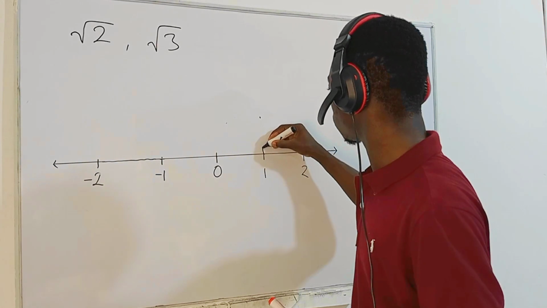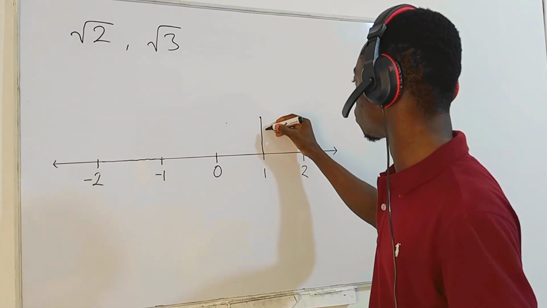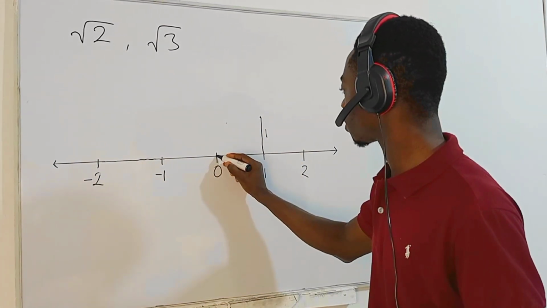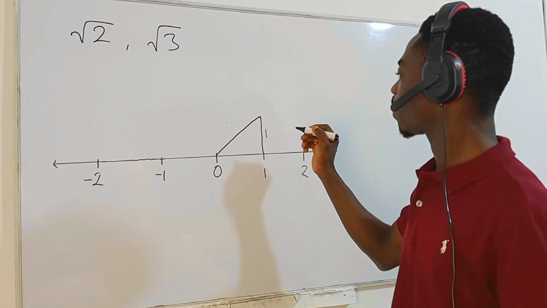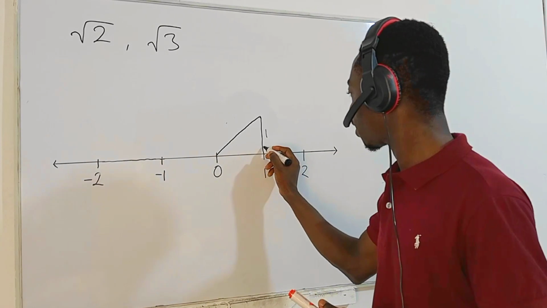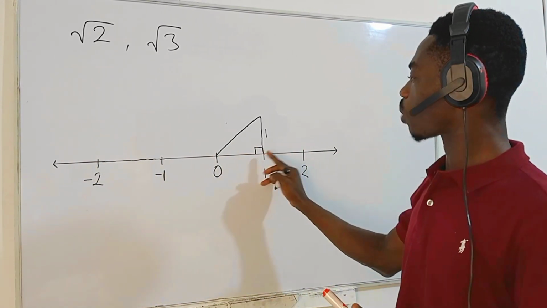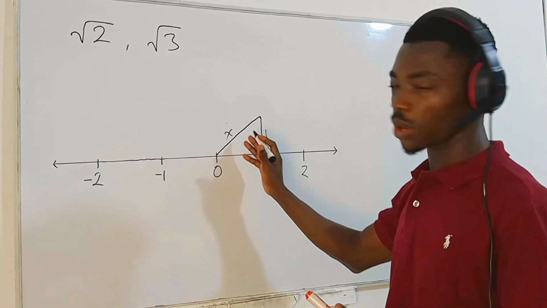Then we just join them with a meter rule like this. So here is also 1 unit. Then we have to join these 2 points from the origin all the way to this point right here. And this time around, you see we have a right angle triangle right here. This distance is 1, this is also 1. Obviously, we have to get this distance. Let's call it x for now.